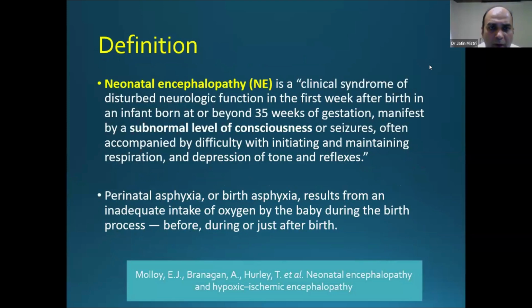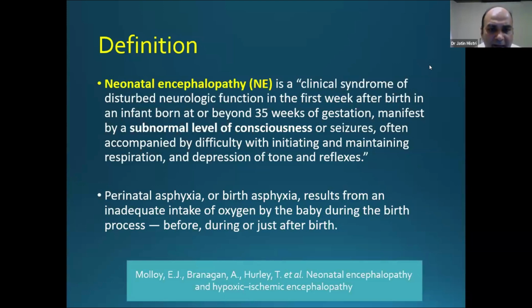So to know what actually neonatal encephalopathy is, it is defined in a lengthy way. It's a clinical syndrome of disturbed neurological function in the first week after birth in an infant born at or beyond 35 weeks of gestation, manifested by a subnormal level of consciousness or seizures, often accompanied by difficulty with initiating and maintaining respiration, and depression of tone and reflexes. Now, it has been cited that one of the commonest causes of neonatal encephalopathy is hypoxic ischemic encephalopathy.